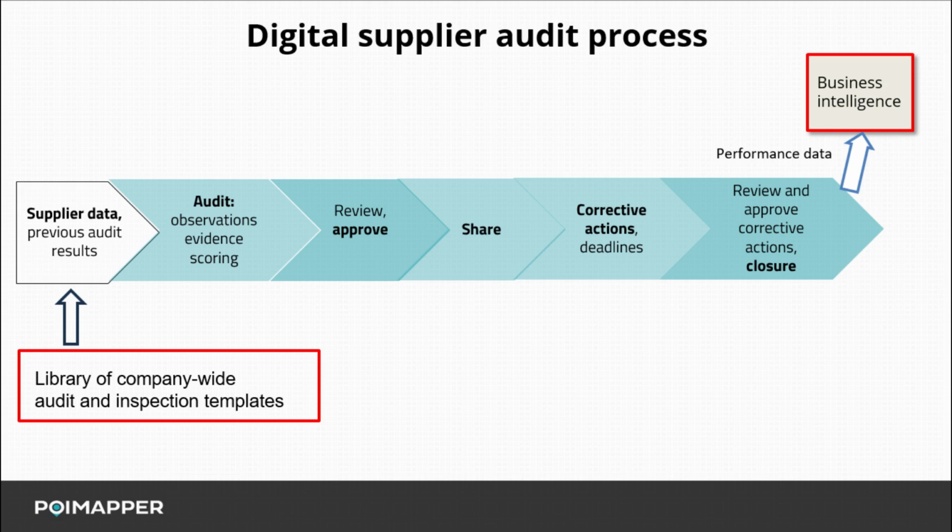The first important step is selecting a supplier from a global list. This list enables systematic reporting, visualizations, and comparisons. It can be in the form of hierarchies, such as industry, company, and site, allowing comparisons between supplier sites. Let's go to the Poimapper portal to see this in action.